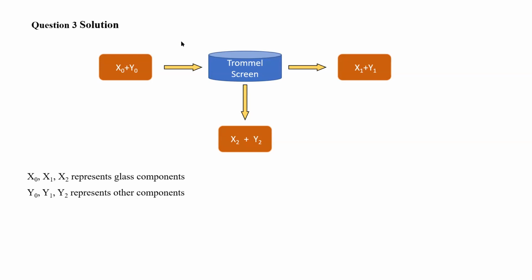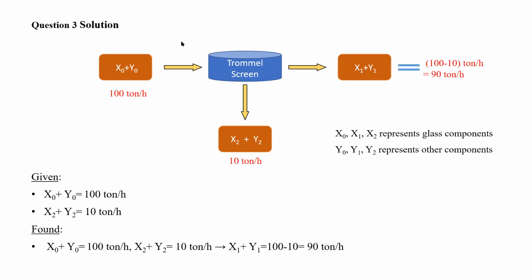And moreover, x0, x1, x2 are used to represent glass. y0, y1, and y2 are used for the other components. And to solve the question, we need to know the amount of glass and other components in all parts separately. To do that, let's check the information given in the question.